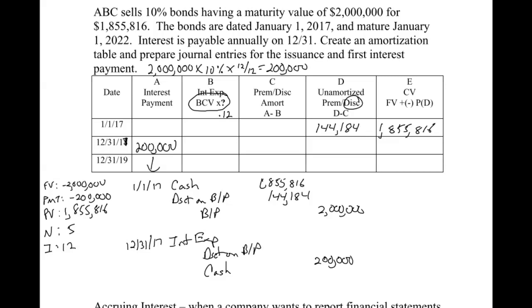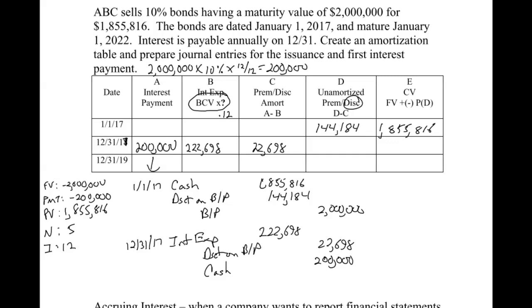But let's go back up and fill in the table. Remember, the beginning of the period carrying value, the 1.8 million, times 12% gives me 222,698, which makes the discount amortization 22,698. So I can drop these numbers in right now: 222,698 and 22,698. If on a test I told you just to go through the first interest payment, I would stop the table right here.